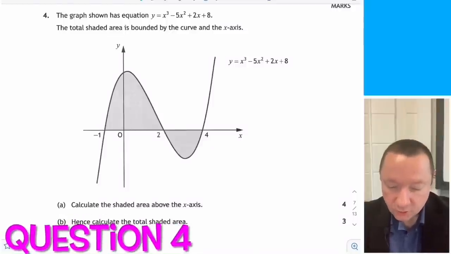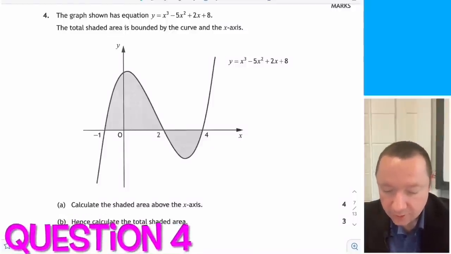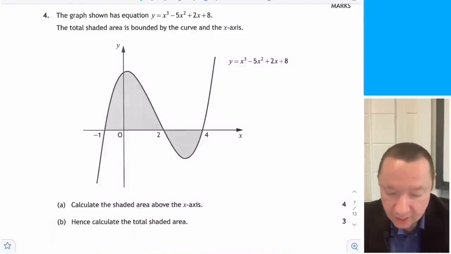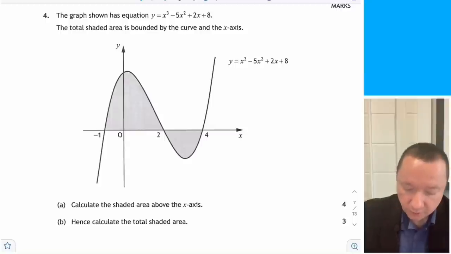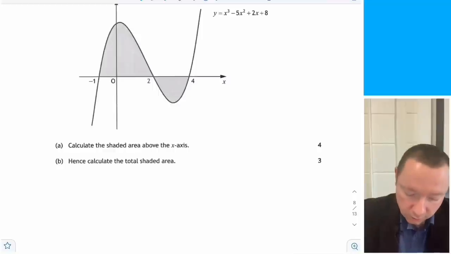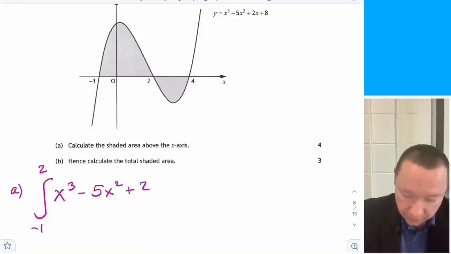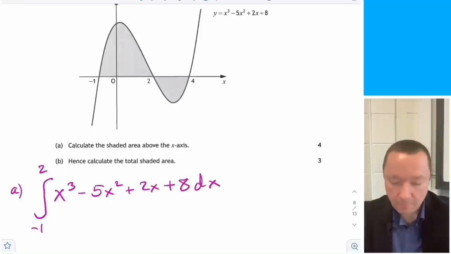Question 4 says the graph has an equation x cubed minus 5x squared plus 2x plus 8. The total shaded area is bounded by the curve and the x-axis. We've got this area here and this area here. In the first part of the question, calculate the shaded area above the x-axis, so between minus 1 and 2. So for part A, we need to integrate between minus 1 and 2 our function x cubed minus 5x squared plus 2x plus 8 dx. And that'll give us the area.